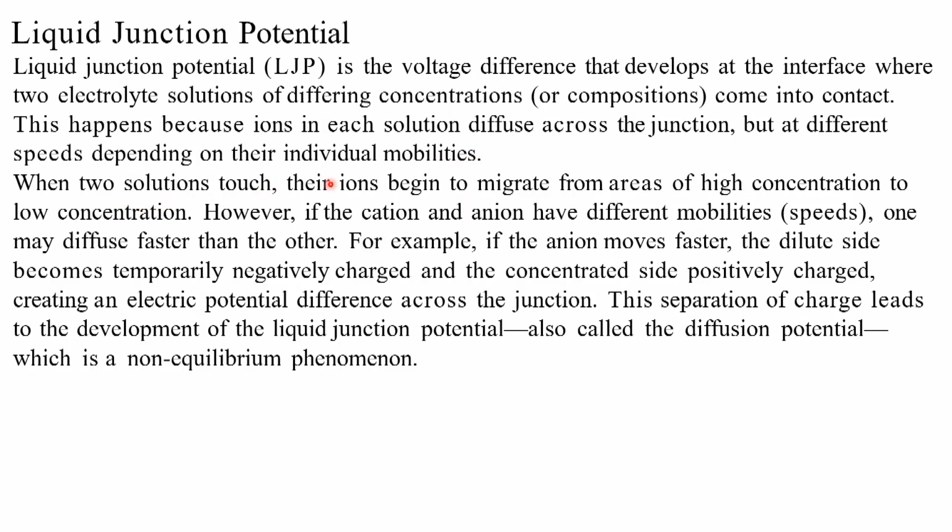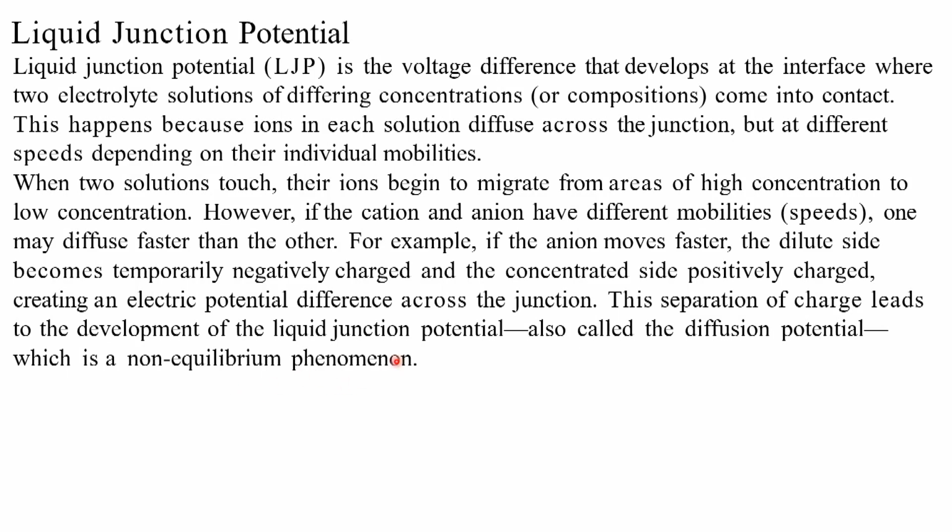When two solutions touch, their ions begin to migrate from areas of high concentration to low concentration. However, if the cation and anion have different mobilities or speeds, one may diffuse faster than the other. For example, if the anion moves faster, the dilute side becomes temporarily negatively charged and the concentrated side positively charged, creating an electric potential difference across the junction.